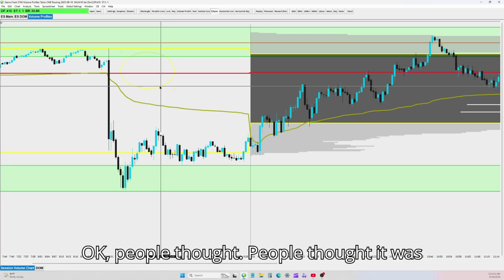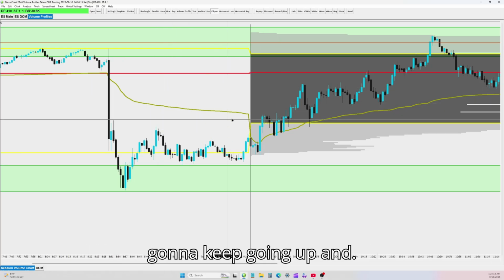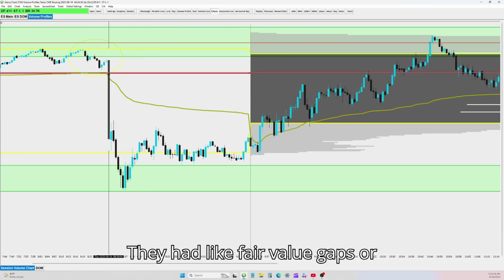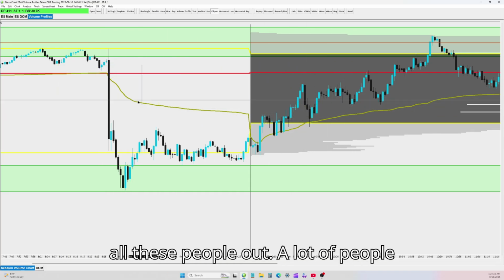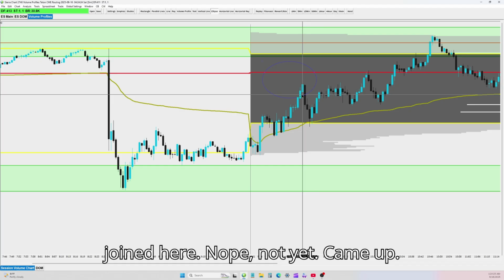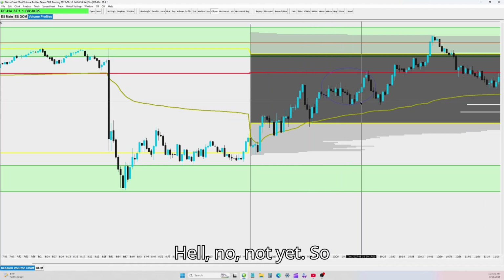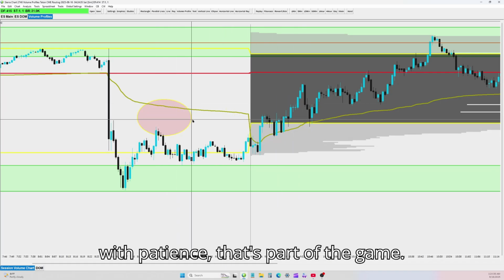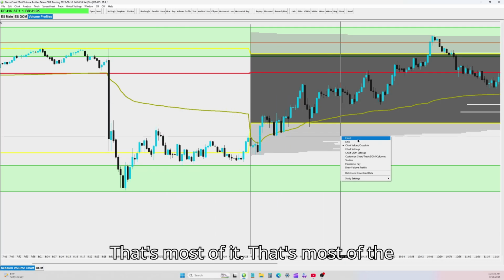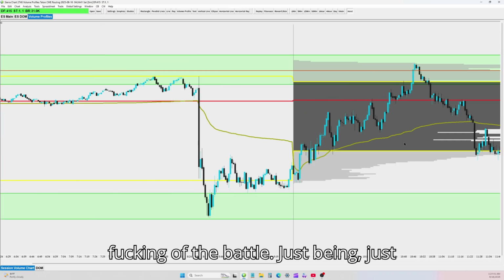Okay. People thought it was going to keep going up, and they had fair value gaps or whatever, and they thought it was going to still go down, and it didn't. It got all these people out. A lot of people joined here. Nope, not yet. Came up, held. Nope, not yet. So with patience, that's part of the game. That's most of the battle.